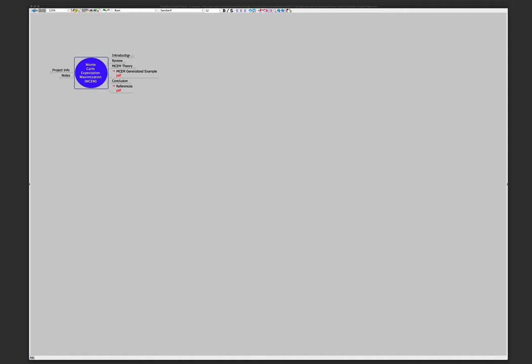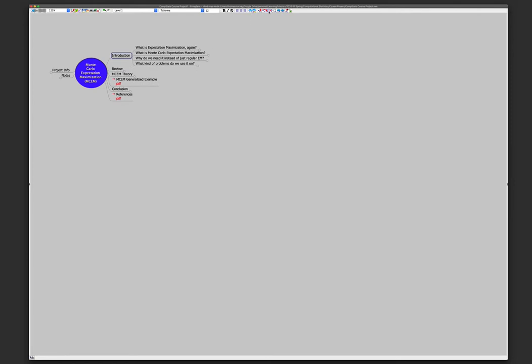So this is an outline of what we're going to go through. We've got the introduction, where I'll introduce some terms. We'll do a review of some of our foundational technology and processes. Then we'll go through the specifics of the Monte Carlo expectation maximization theory, a generalized example, a conclusion, and I'll provide a list of references. So let's start with the introduction.